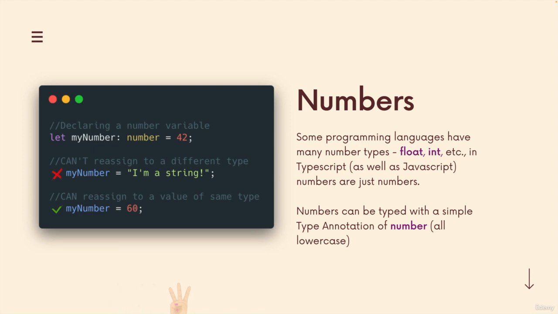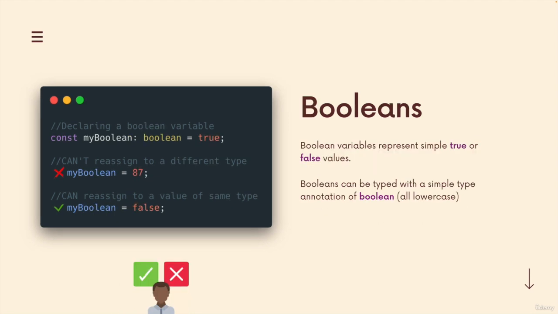And then we also have Boolean as a type. And both of these, just like string, are lowercased. So no capital B, just lowercase b Boolean. And of course, Booleans represent true or false values, the only two options for a variable that is typed with Boolean.